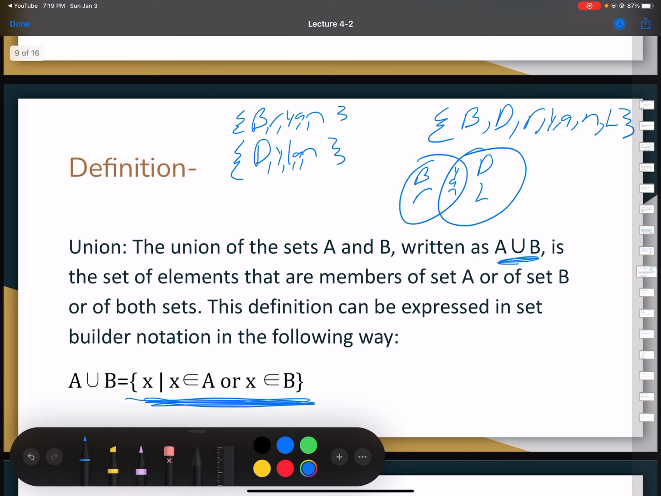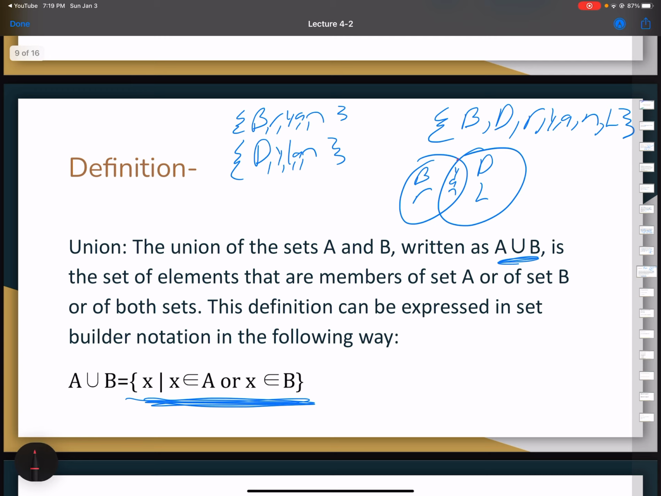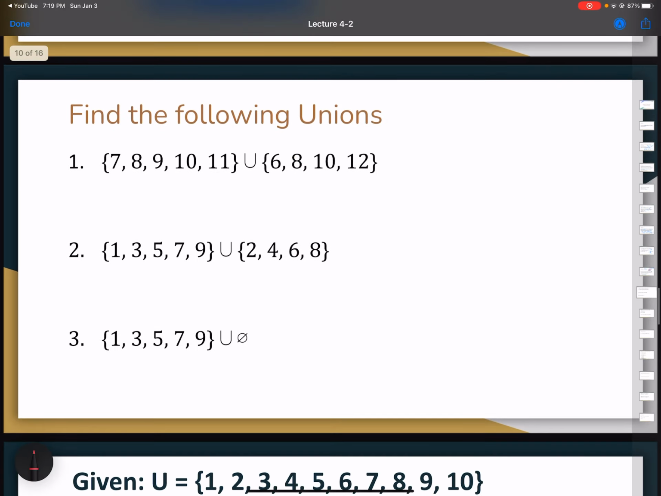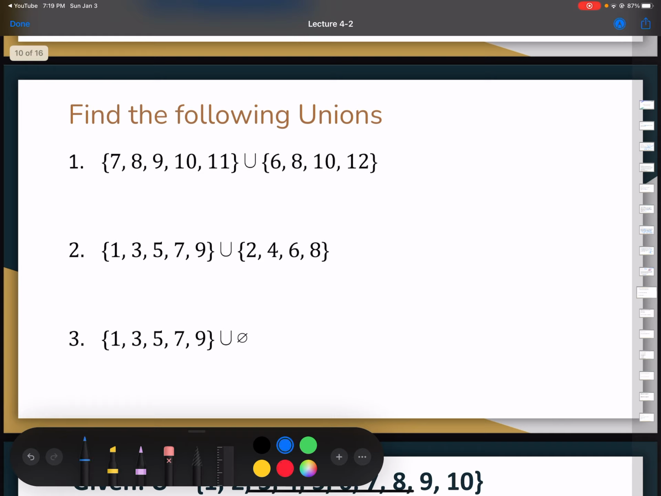And in this case, my union is going to be everything in red. The union is everything that's in one, in the other, or in both. So the whole Venn diagram here is the union. And those are the two operations. So now let's do a couple union problems.